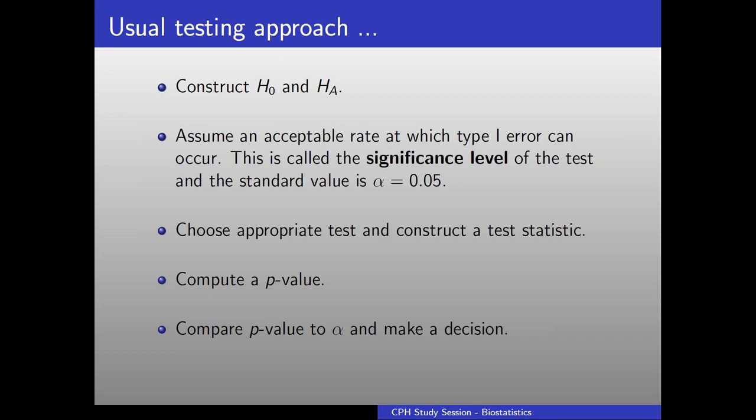Then we choose an appropriate test and construct a test statistic. This depends on what type of information you have and what type of variables you have. From the statistic, we're going to compute a p-value, and then we're going to compare the p-value to our alpha value to make a decision.